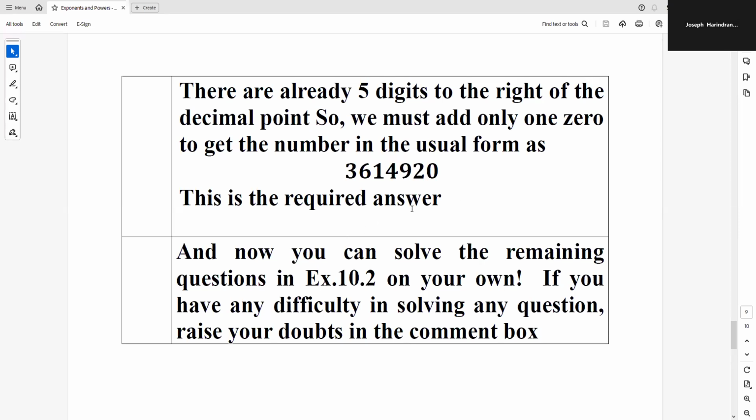Now we have solved a few questions in exercise 10.2. The rest of the exercise you can complete, and now you can solve the remaining questions in exercise 10.2 on your own. If you have any difficulty in solving any question, raise your doubts in the comment box.